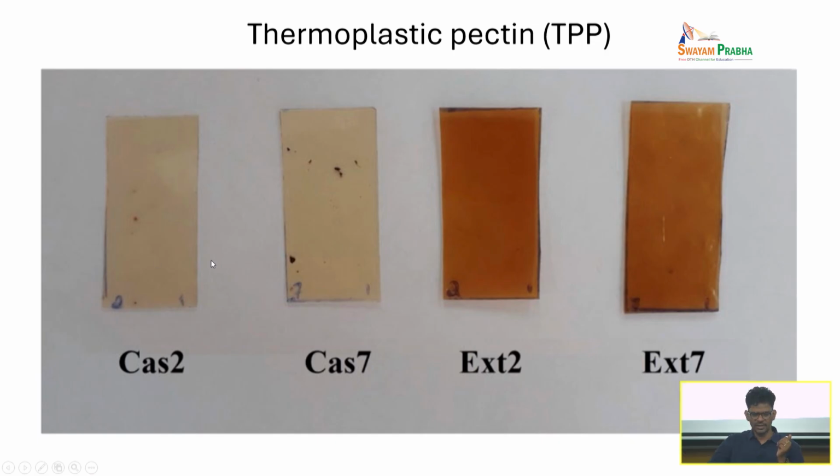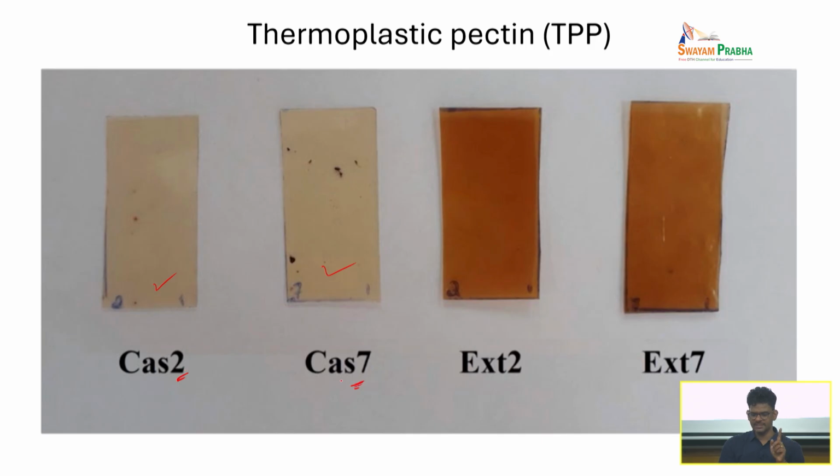Here is an example of those films. These two are pectin films that are formed at pH 2 and pH 7 using solution casting, the usual approach. You take pectin at a certain concentration and regulate the pH to 2, and then you cast it into a film, dry the film, and then cut it into a shape.